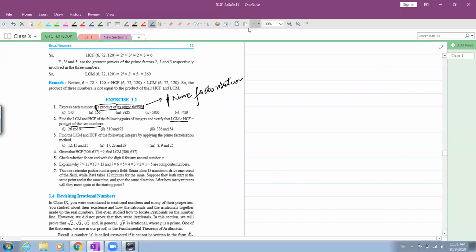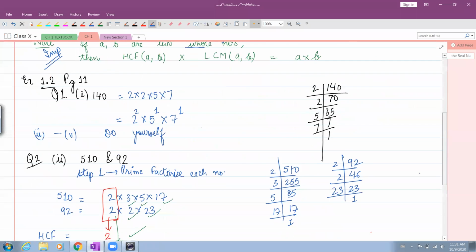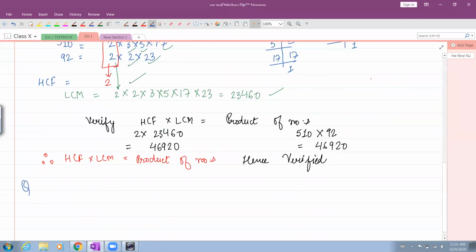Now I'm going back to the exercise. Question number 3. Find the HCF and LCM of the following integers by applying prime factorization. So the first group of numbers is 12, 15, and 21. Let's do the prime factorization for each of these numbers. For question number 2, the remaining 2 parts you will be doing on your own.